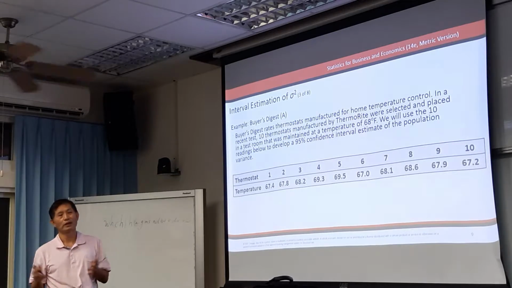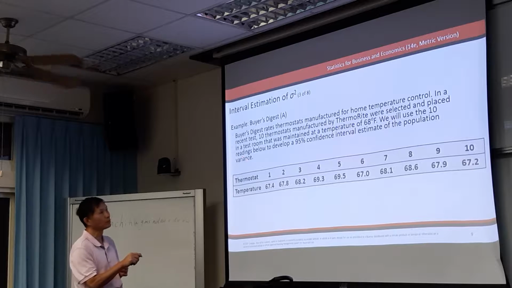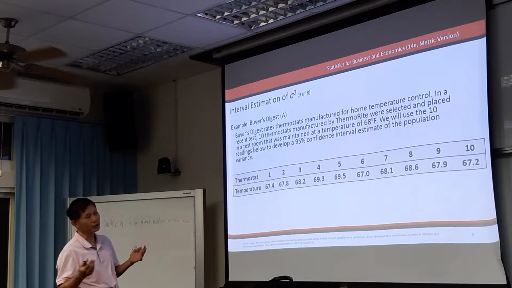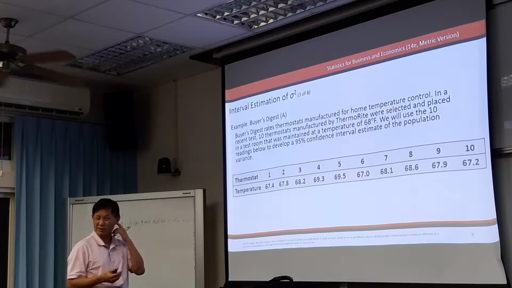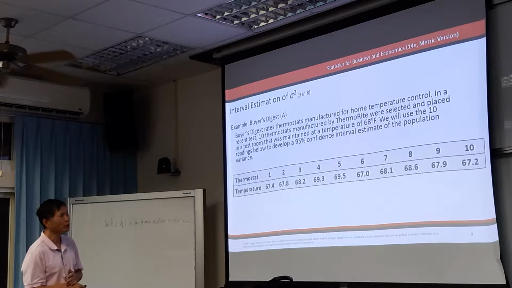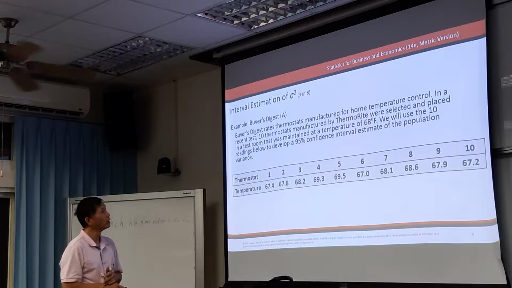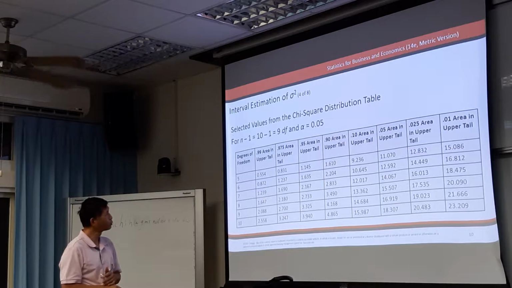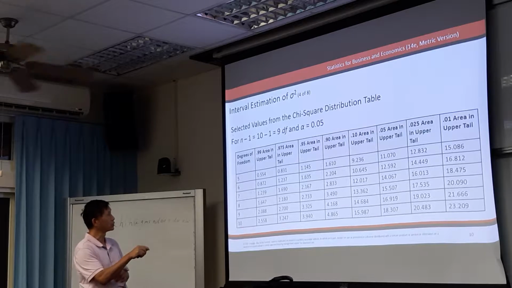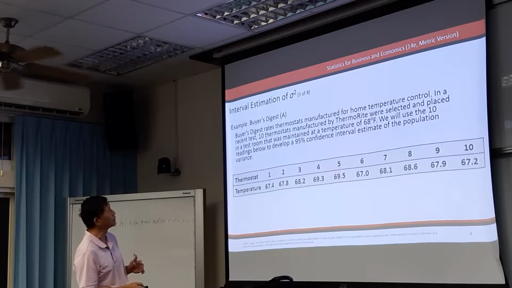Okay. And I suggest you study the population standard deviation, not the variance. Okay. Because the unit of variance doesn't make sense. So we are interested in the population standard deviation. You just take a square root, and you will get the population standard deviation. Okay, so the degree of freedom is 9 in this case because there are 10 devices. So 10 minus 1 is 9. Okay. And we are interested in 95%.